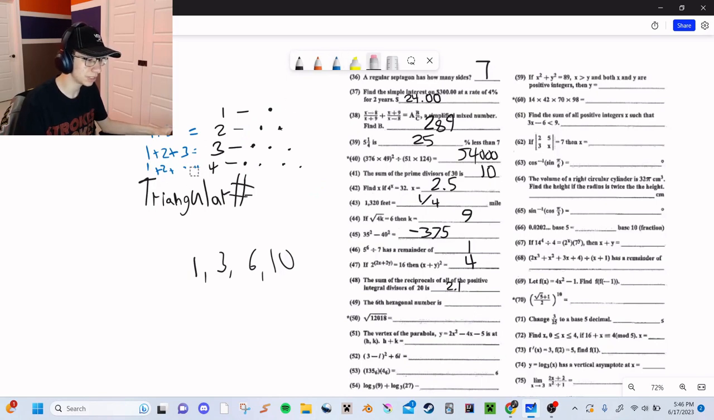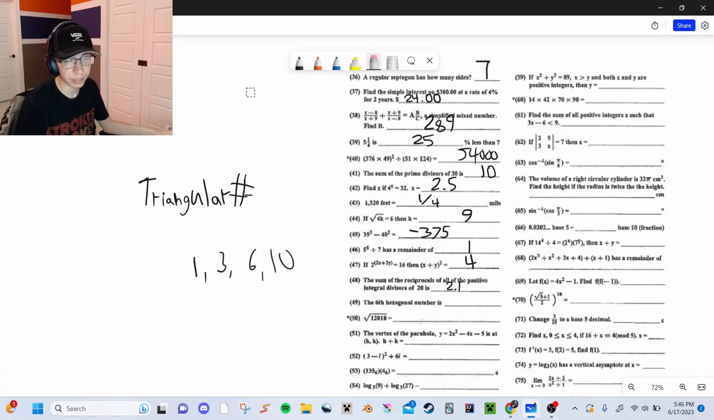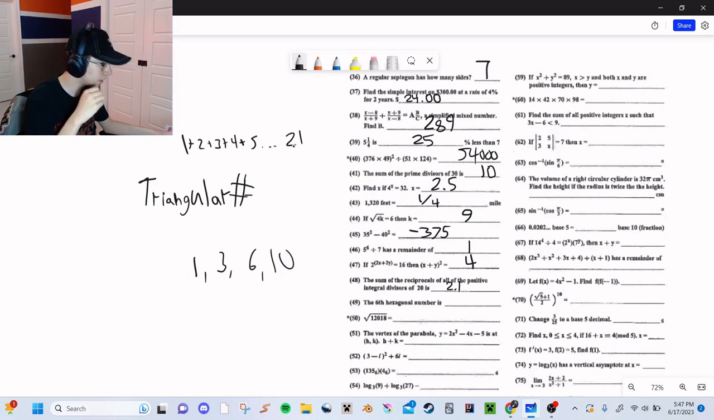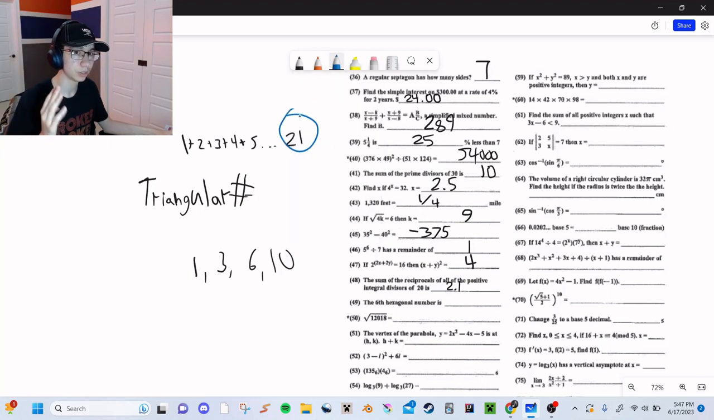So triangular numbers, you'll see them all the time. Usually when we use triangular numbers, we use them to find out the sum of a long sequence of consecutive natural numbers. Like, what's the sum of all of these numbers up to 21? What I'd do is I'd find the 21st triangular number.